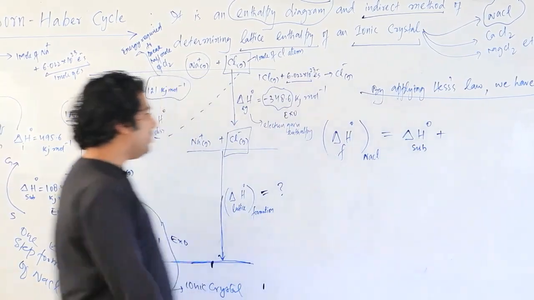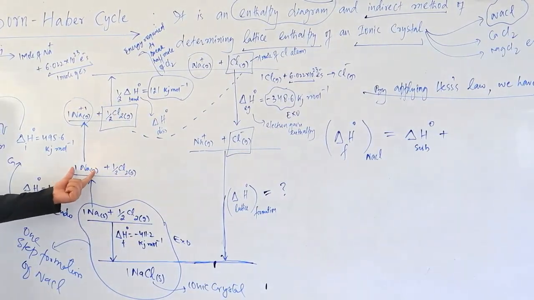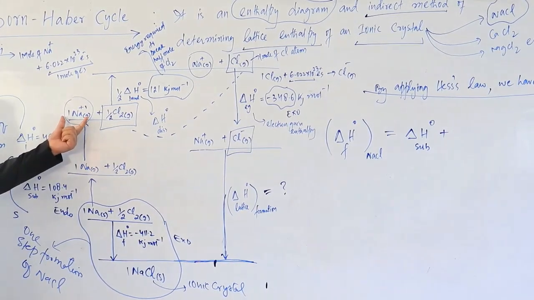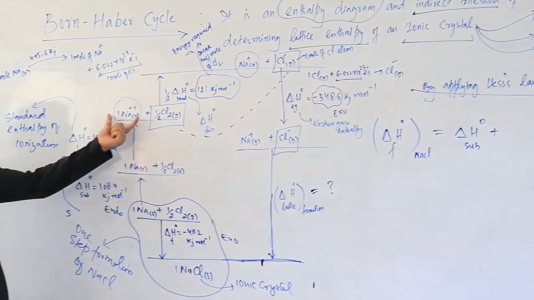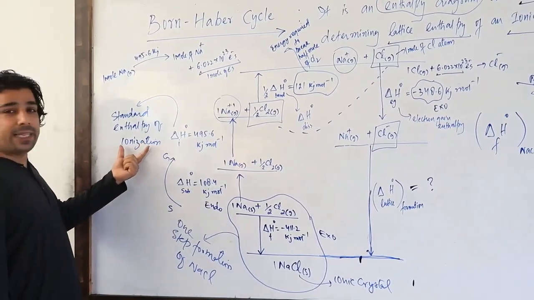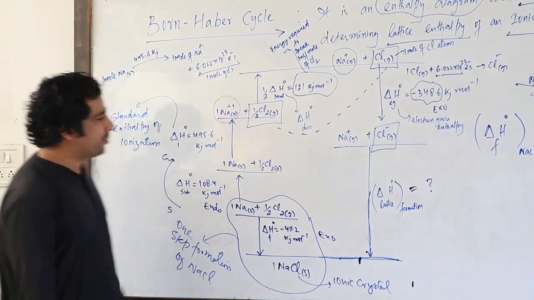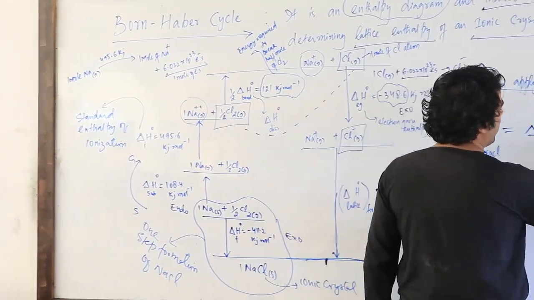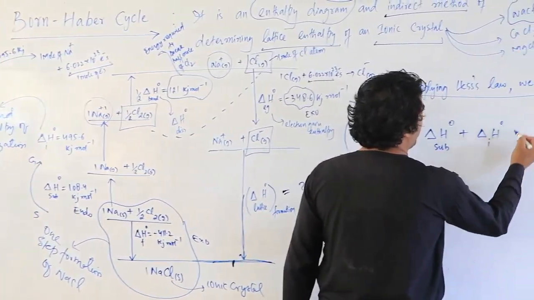Plus, in the second step, sodium gas is converted into sodium ion. 1 mole of sodium gas is converted into 1 mole of sodium ion. Which energy is required here? The enthalpy of ionization, this one. So delta Hi is required here.